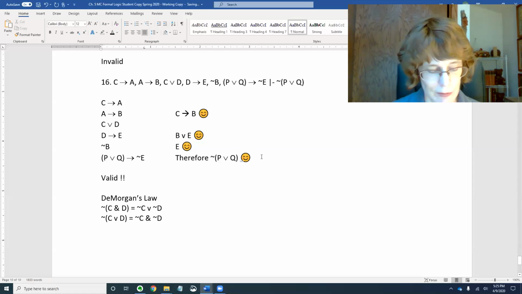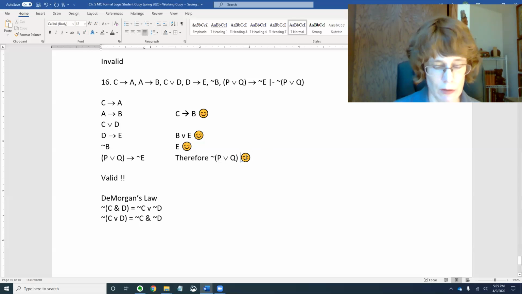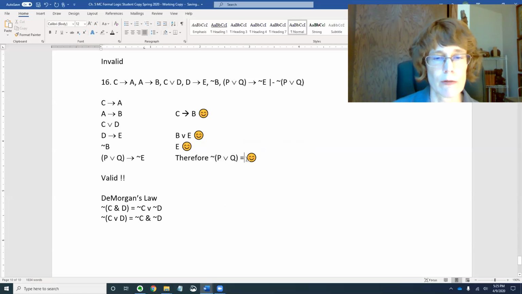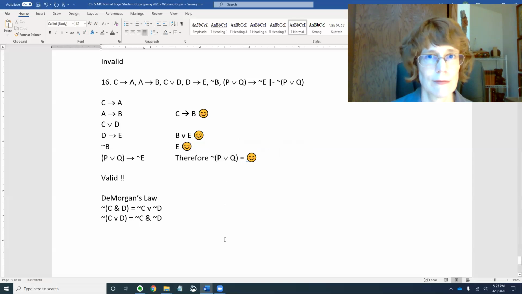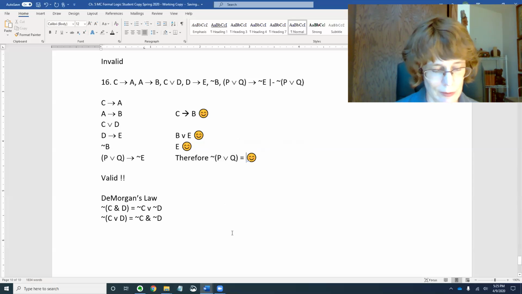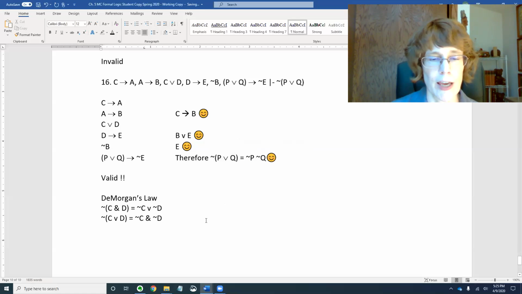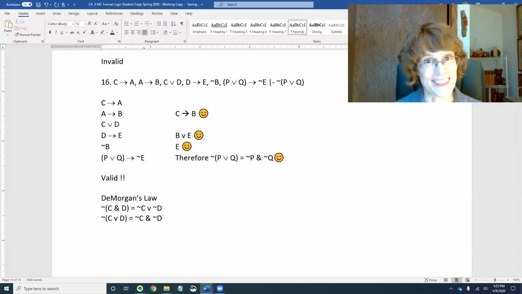Figure out what the conclusion here would be. If I were to write an equivalent sentence to this disjunction, what would you write? Pause the video, think for a bit, come back when you're ready. What do you have? De Morgan's law. We will distribute the tildes to the parts, and we change the or to an and. There we go. Very good.